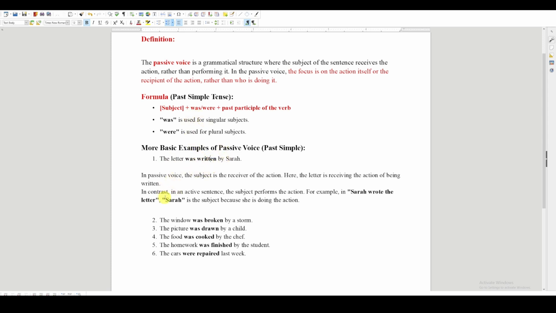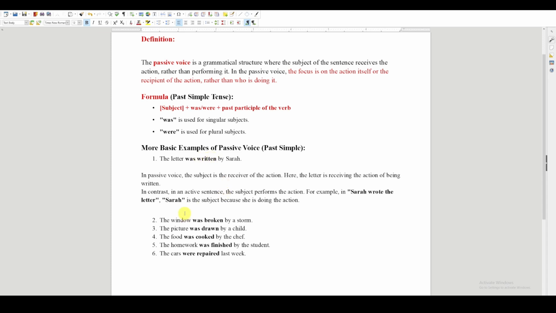So again, in contrast, if we said Sarah wrote the letter, Sarah would normally be the subject, but we are using the passive voice, of course. So we're gonna say the letter was written. We will discard Sarah, and we will say the letter was written. The letter is the subject, was, just like what's written here, plus the past participle, which in this case is the word written.